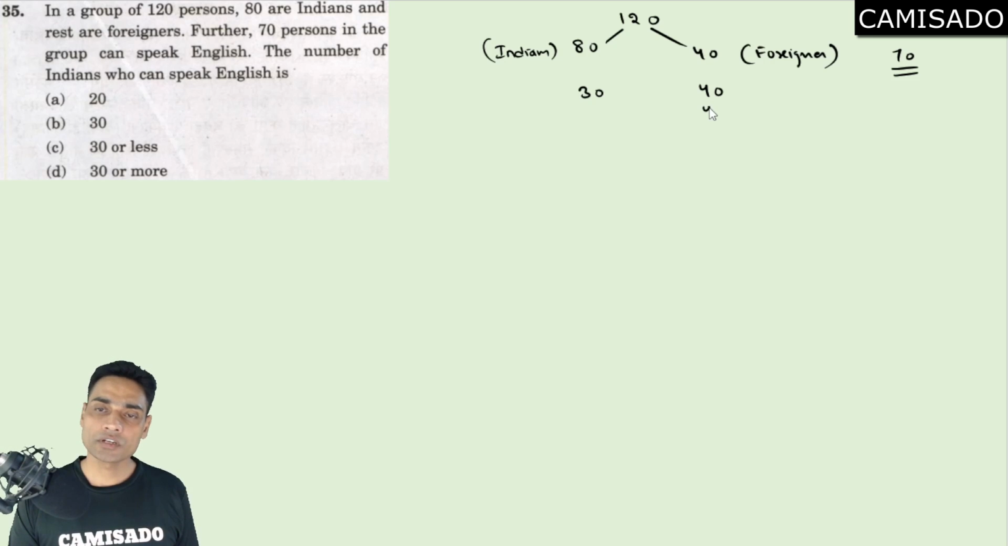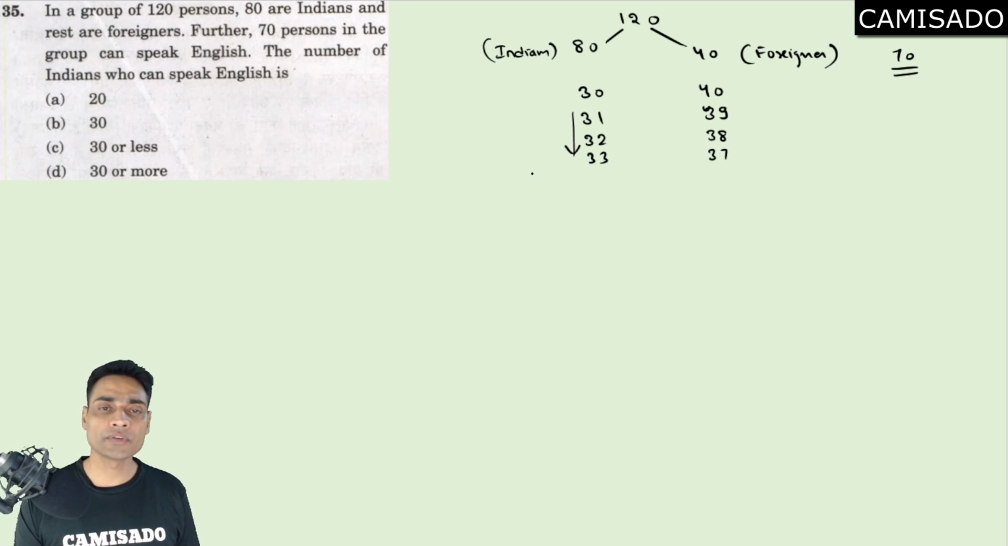Suppose 39 foreigners are speaking English and one is a person who is not speaking English. So basically this will convert here. So 31 Indians will speak English. Then if I make it 38 here, it will become 32. Then if I make it 37 here, it will become 33, and so on.